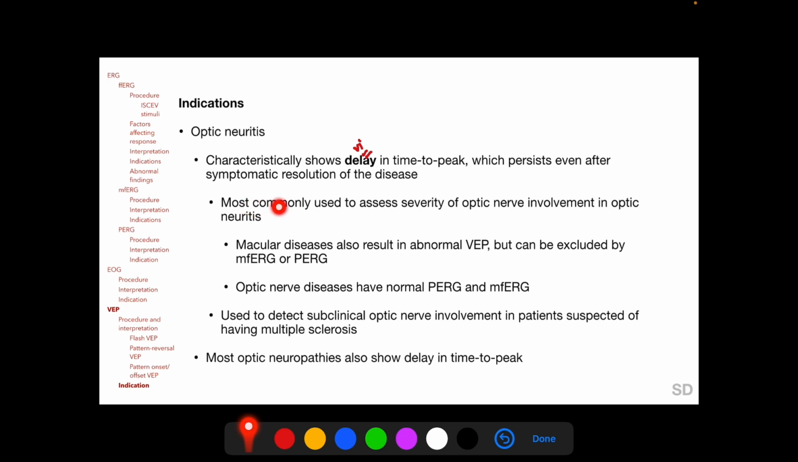VEP is most commonly used to assess severity of optic nerve involvement in optic neuritis and can also be used to detect subclinical optic nerve involvement in patients suspected of having multiple sclerosis. But most optic neuropathies also show delay in time to peak. So VEP itself cannot distinguish between optic neuritis and most other optic neuropathies.